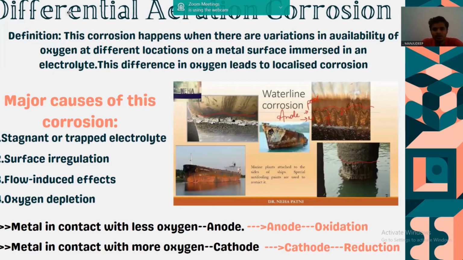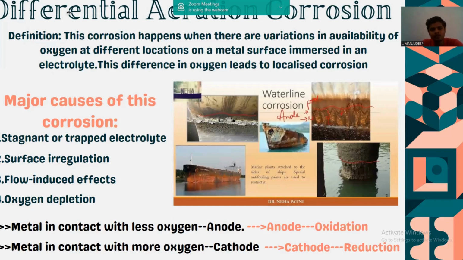Differential aeration corrosion is defined as corrosion that happens when there is a variation in the availability of oxygen at different locations of the metal surface immersed in an electrolyte. So this difference in the oxygen leads to localized corrosion.